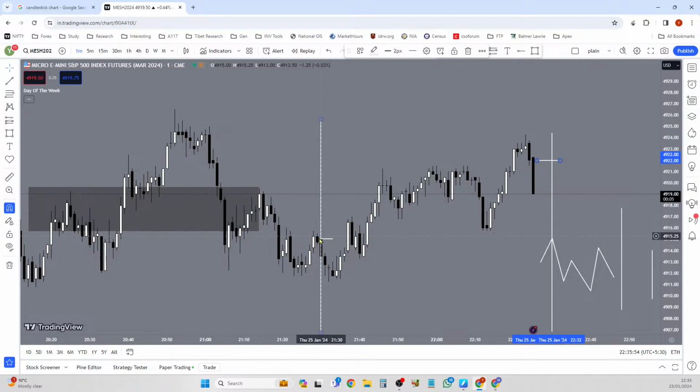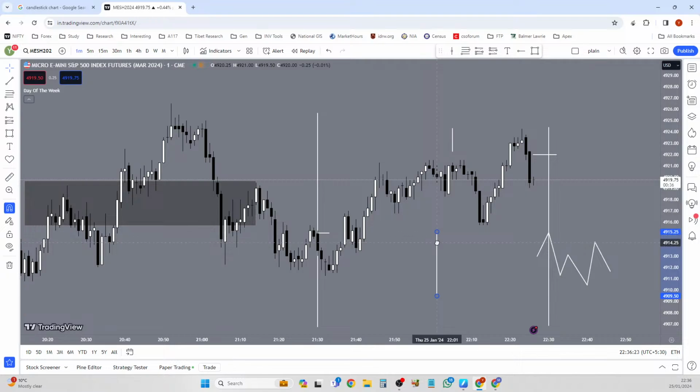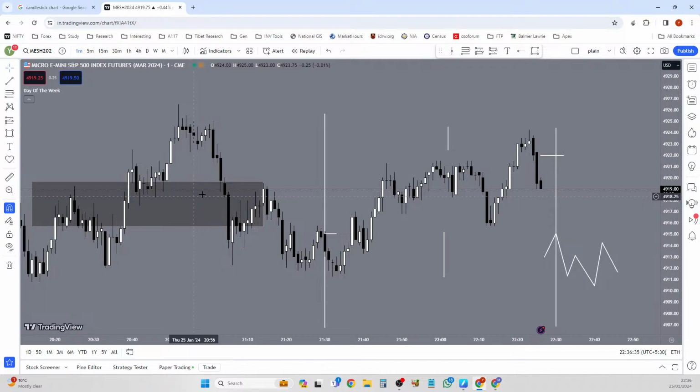So the body would be from this end to the closing price. The low would be until this wick, and the high would be over here. So the upper wick would be from here to this high, and the lower wick would be from wherever the lower edge of the body is until the lowest price. Let me move up a little bit. So from here to here. So this is how a candle would look on the 1 hourly time frame.